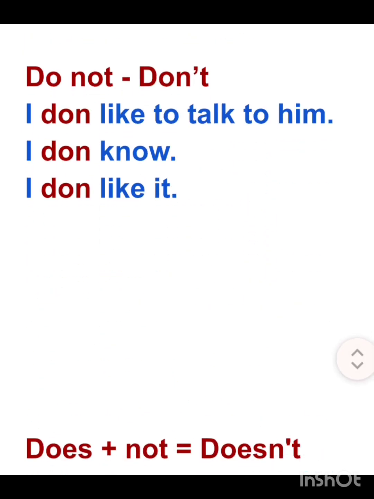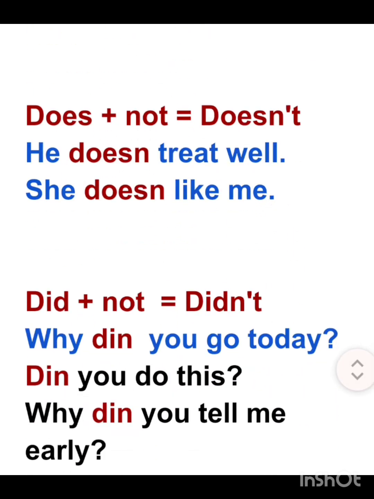Next one, we know this, we are aware of it. Do not as don't. I don't like him. I don't like you. I don't know. I don't like it. So try to pronounce it don't, not do not. Okay. Next one, doesn't. He doesn't treat well. She doesn't like me. Speak like this. Doesn't, not does not.